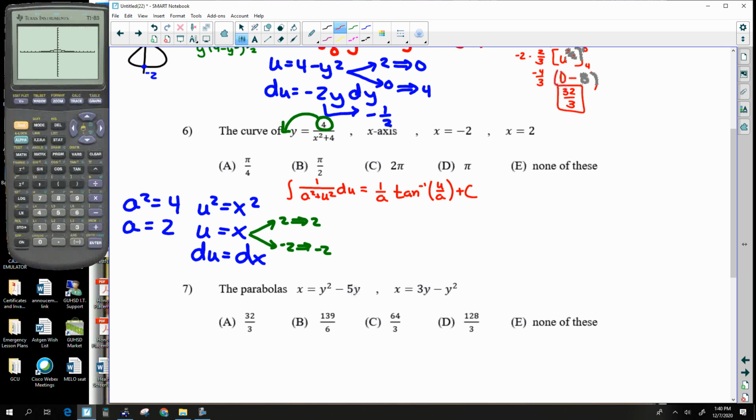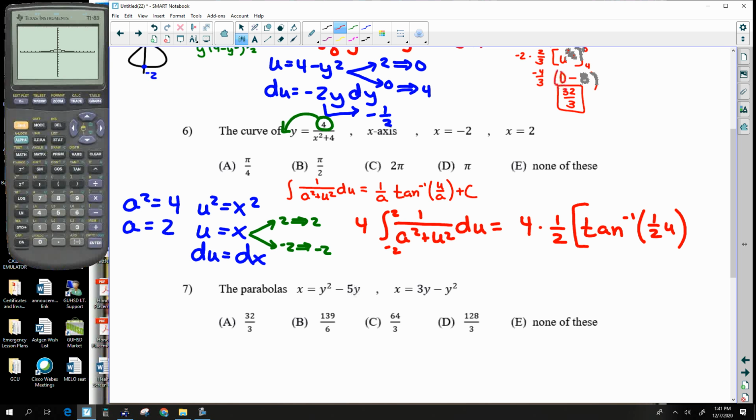All right, so what this problem becomes is 4 times the integral of 1 over a squared plus u squared du, doing basic substitutions, from -2 to 2. Okay, so this is going to be the inverse tangent. So this is going to be 4 times 1 over a inverse tangent of u over a. u stays the letter u, so this is going to be 1/2 u, from -2 to 2.